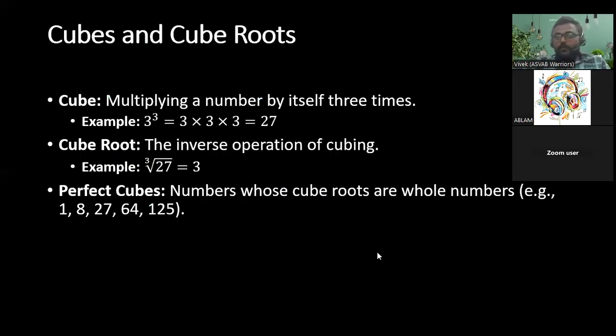Let's move on. Perfect cubes are the numbers that are basically cube of some other number. Now let's say 1 is the cube of 1 itself. Cube of 1 is 1. Cube of 2 is 8. Cube of 3 is 27. Cube of 4 is 64. Cube of 5 is 125.